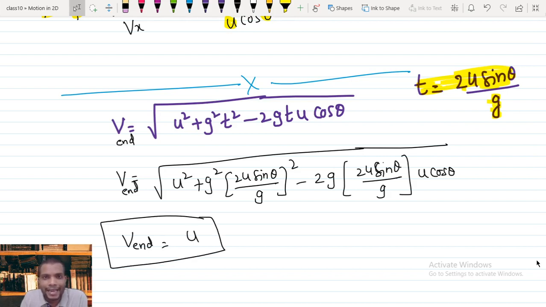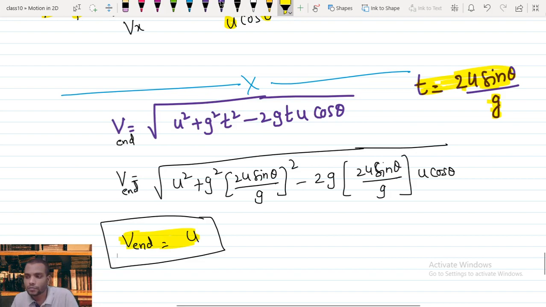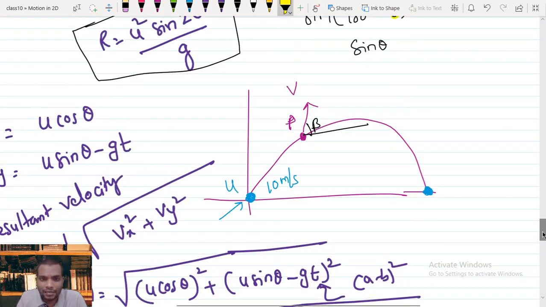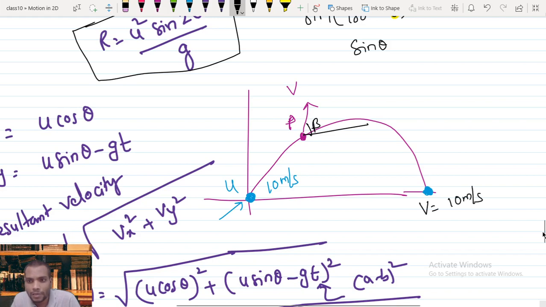The velocity at the end of the projectile equals the initial velocity. It means at whatever velocity we launch the projectile, the same velocity will be here. The final velocity v here is equal to the same 10 meter per second.